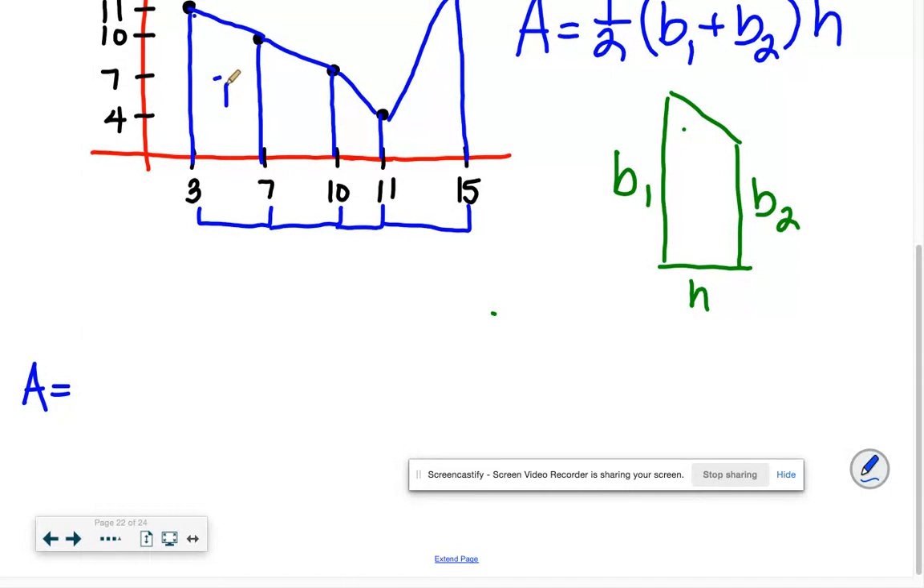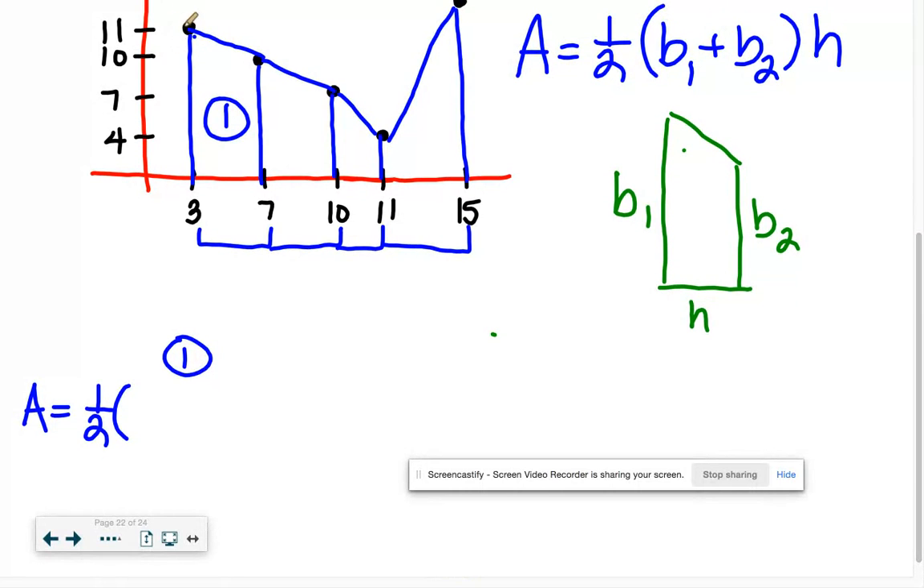So here, I'm going to call this trapezoid number 1. The area of this is 1/2 base 1 plus base 2 is the height of each of the sides. So this side and this side. This height on the left is at 11, and this height here is 10. So 11 plus 10 are the bases, and then times height, which is like the width, that looks like it's 4. Okay, that's for trapezoid number 1.